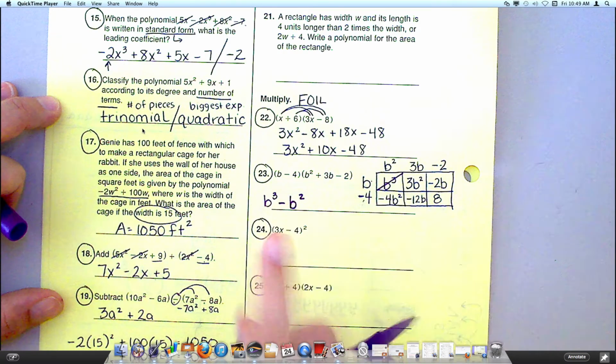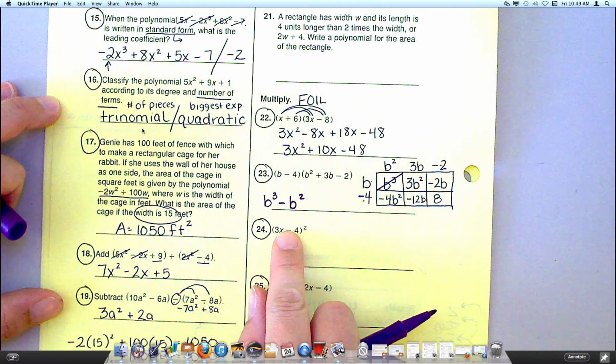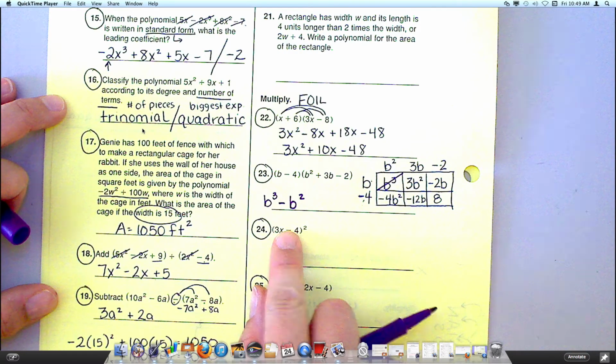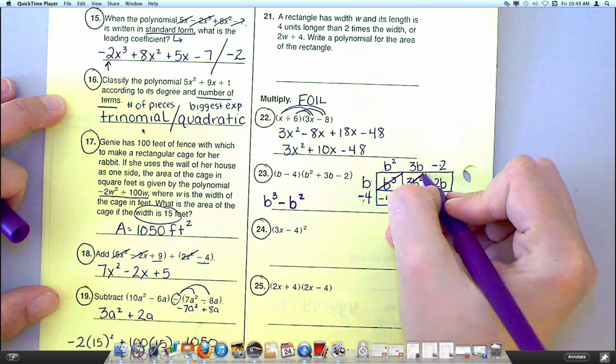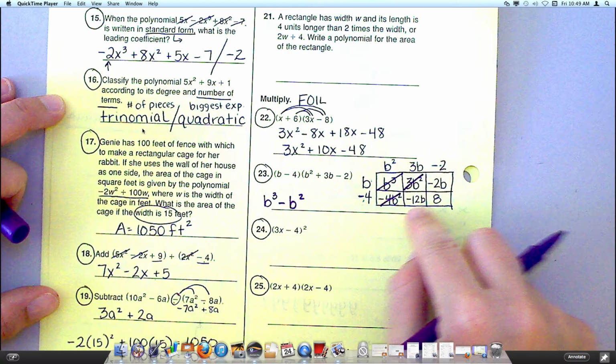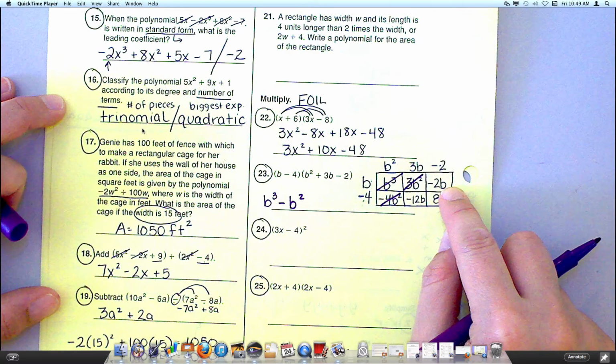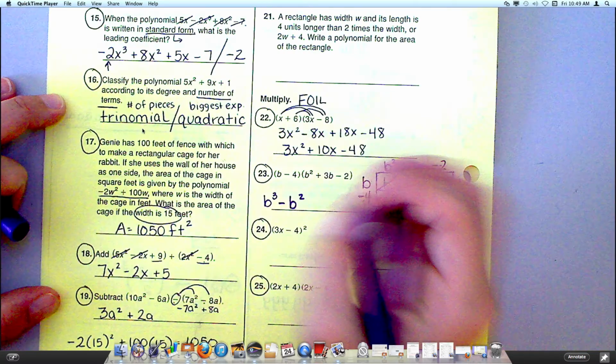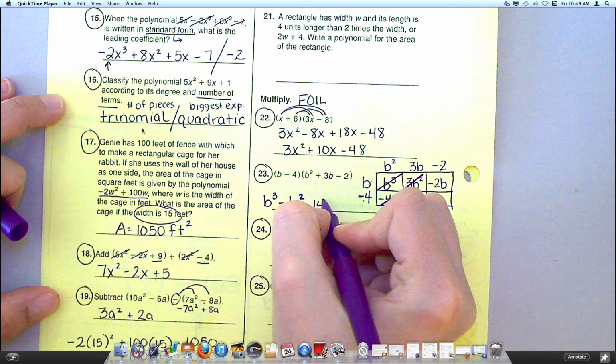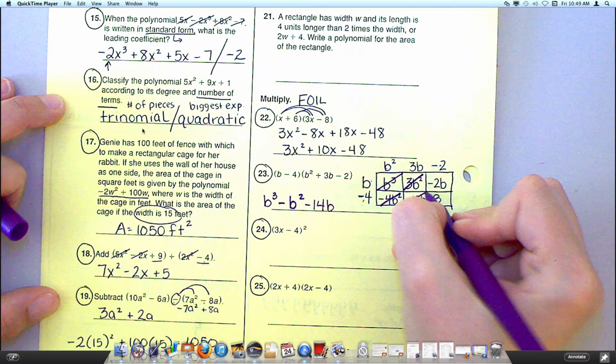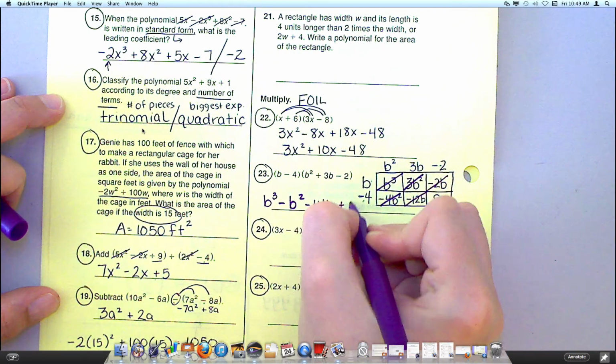Could you put the 1 if you wanted to? Yeah. Negative b squared is the same as negative 1b squared, right? Okay. Negative 12b and negative 2b. Again, I'm adding. Negative 12 plus negative 2. Negative 14b. And then plus 8, and that would be your final answer.